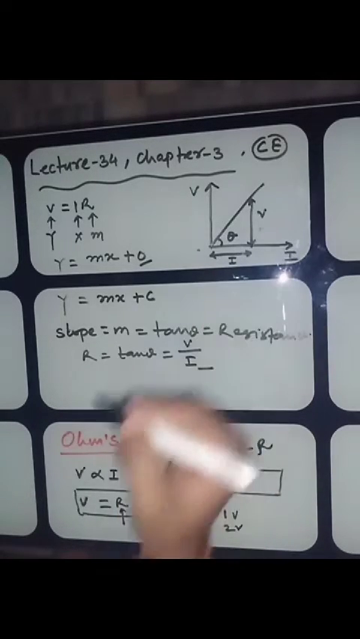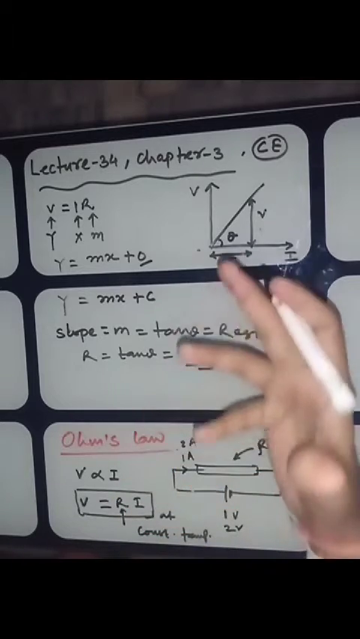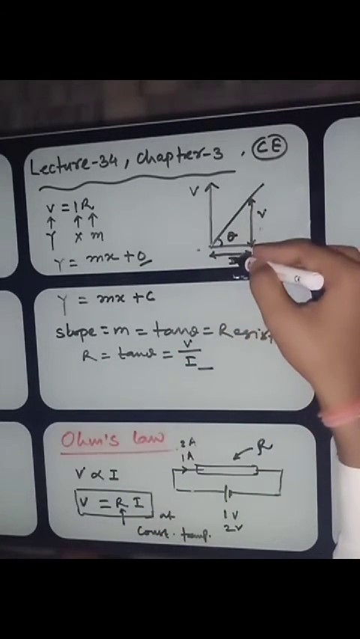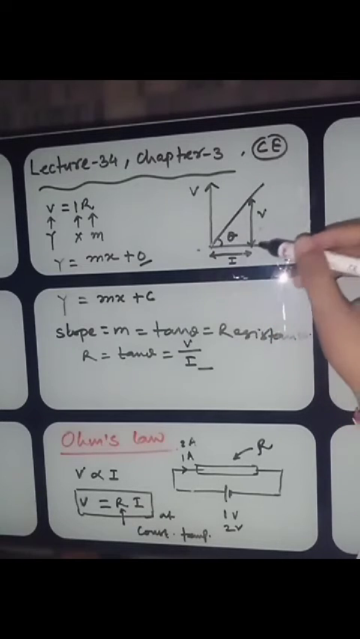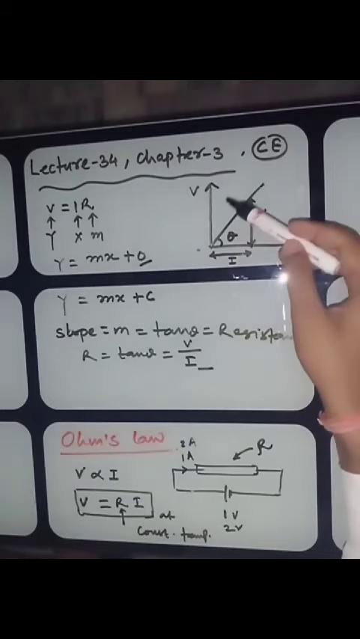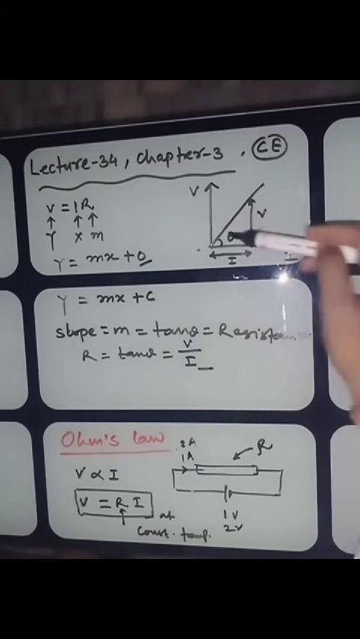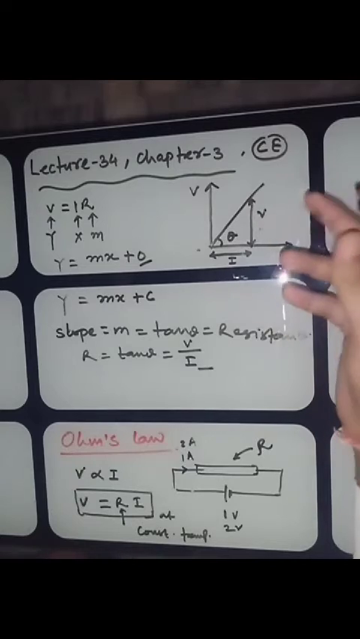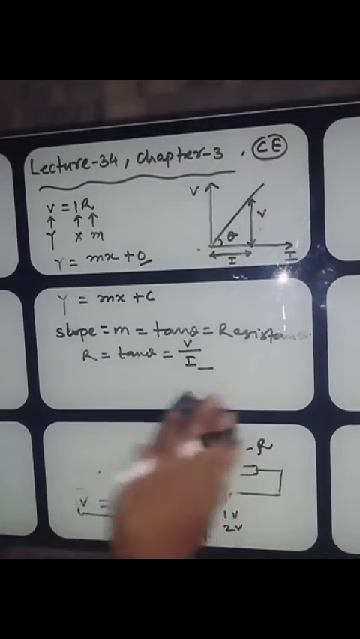In this way, if you have a question in which the graph makes 30° and you are asked to find the resistance, then if the y-axis is the voltage and the current is on the x-axis, the resistance will be nothing but tan theta, that is, tan 30° will be the resistance. Okay, my dear student. Now next.